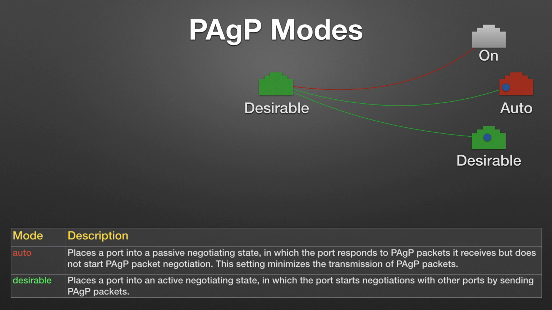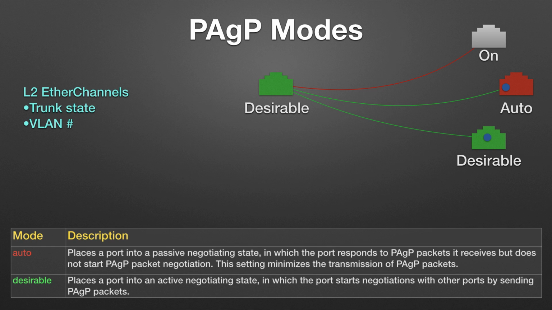Both the auto and desirable modes enable ports to negotiate with partner ports to form an EtherChannel based on criteria such as port speed, and for EtherChannels in Layer 2 mode, the trunk state and VLAN numbers. Ports can form an EtherChannel when they are in different PAgP modes as long as the modes are compatible.